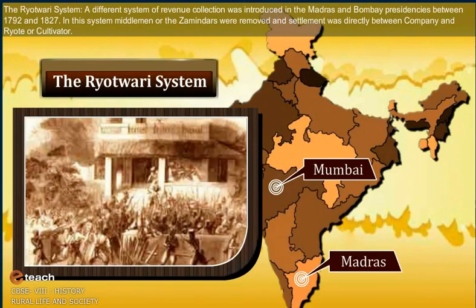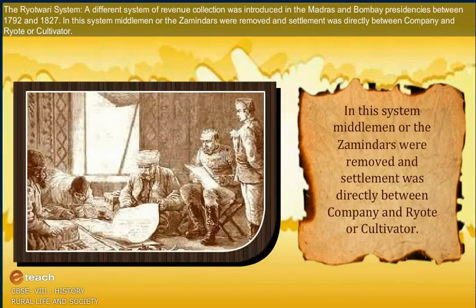The Ryotwari system. A different system of revenue collection was introduced in the Madras and Bombay presidencies between 1792 and 1827. In this system, middlemen or the zamindars were removed and settlement was directly between the company and the ryot or cultivator.